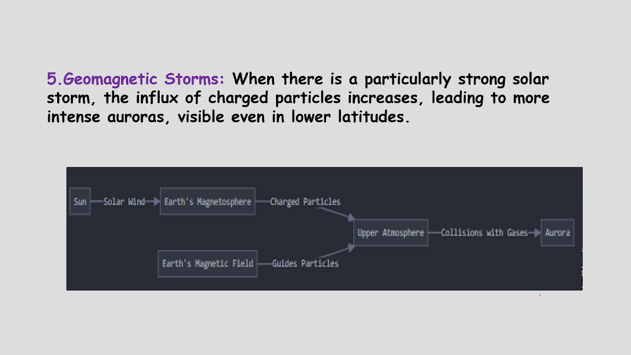Now, the fifth is geomagnetic storm. When there is a particularly strong solar storm, the influx of charged particles increases, leading to more intense auroras, visible even in lower latitudes. So here, the sun and solar wind come to Earth's magnetosphere. Then charged particles reach the upper atmosphere, guided by Earth's magnetic field, collide with gases, and form the aurora.